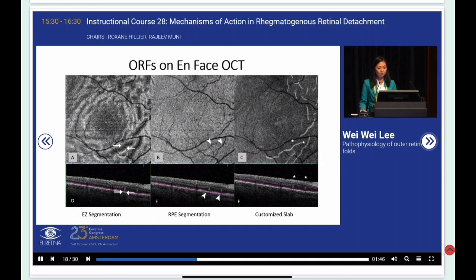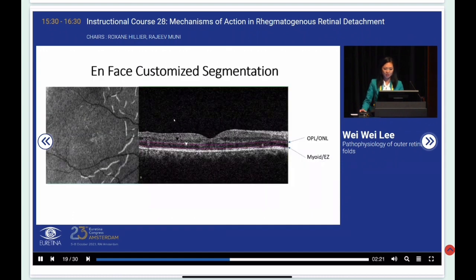It is important to note that different segmentations of OCT result in varying outer retinal fold appearance. In the EZ segmentation, outer retinal folds appear as wider hyporeflective lines, representing the area devoid of EZ as EZ is folded to form the outer retinal folds. In the RPE segmentation, outer retinal folds appear as a fine hyporeflective line, representing the shadows of the outer retinal folds. But in our customized slab, outer retinal folds appear as a hyper-reflective line, and these prominent lines aid us in detecting the outer retinal folds. So our customized en-face slab extends from the junction of the outer plexiform and outer nuclear layer to the junction of the myoid and ellipsoid zone.